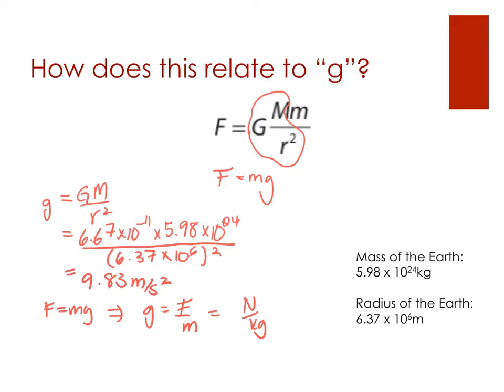So if I have a newton, it is a kilogram meters per second squared, if you think of Newton's second law, which is mass times acceleration. And then I'm going to divide that again by kilogram. That gives me meters per second squared. So I can call this little g either the acceleration due to gravity, or I can call it the gravitational field strength, the force per mass.